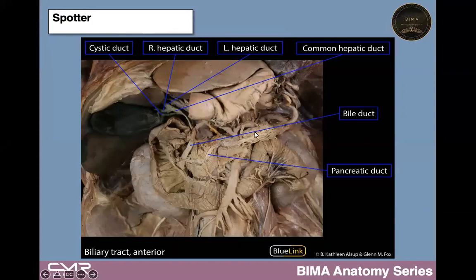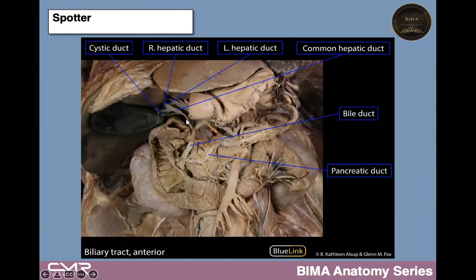Right, so the answers for this, starting from the top left, is our cystic duct. This is the duct coming from the gallbladder and going all the way to form the common bile duct. You have the right hepatic duct, which is coming from the right lobe. You have the left hepatic duct, which is coming from the left lobe.